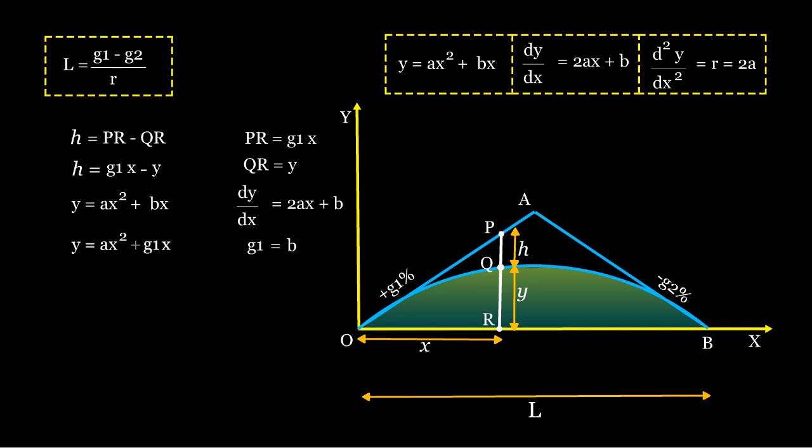Rearranging, negative ax squared equals g1x minus y. We already knew that h equals g1x minus y. Rearranging again, h equals ax squared. Since a is a constant in vertical curve design, it is replaced with k, so h equals kx squared. Replacing x with n, the number of chords from point O, h equals kn squared. Thus, the tangent correction varies as the square of the horizontal distance from the point of tangency.